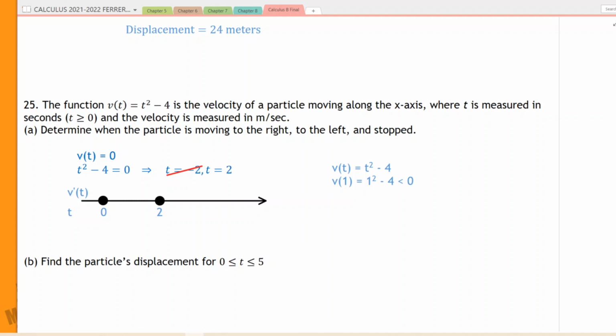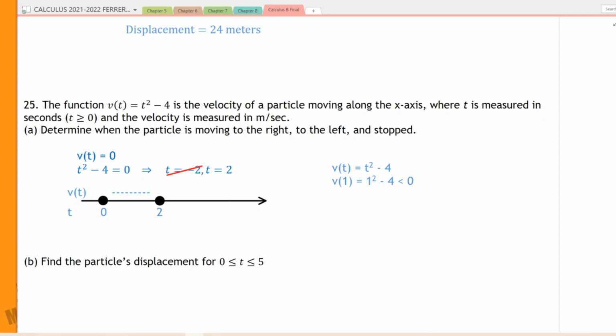I think earlier I said something about the v prime. Yeah, I see v prime over here. And actually, you don't need v prime. You just need to know the velocity. You would need to know x prime, which is the velocity. So here I have marked that from 0 to 2, the velocity is negative.